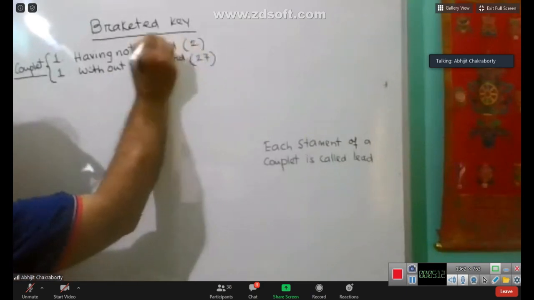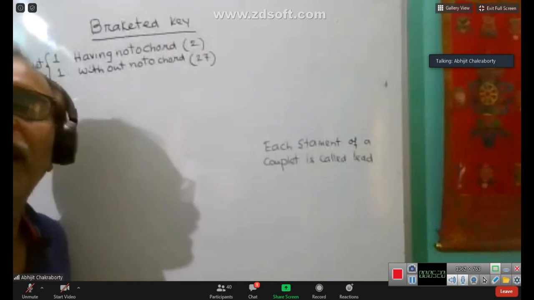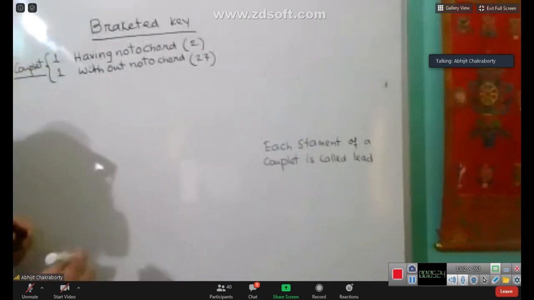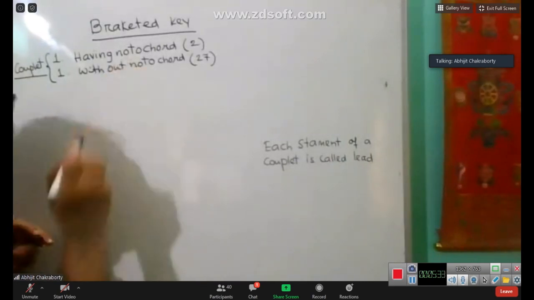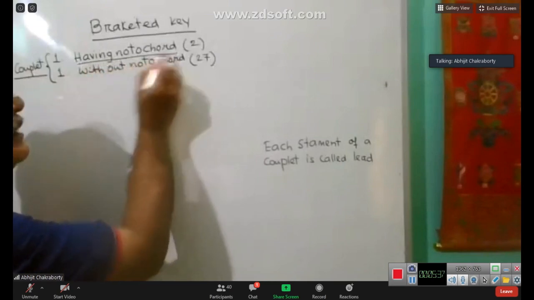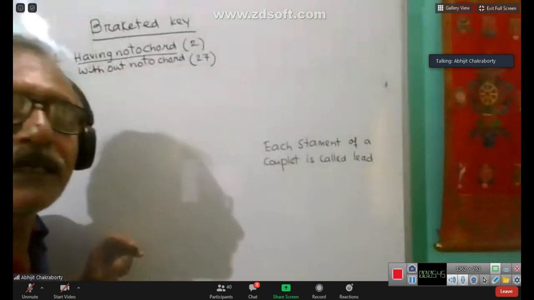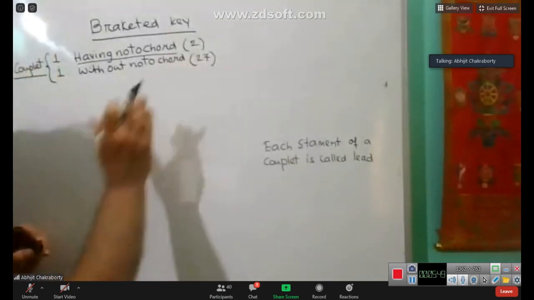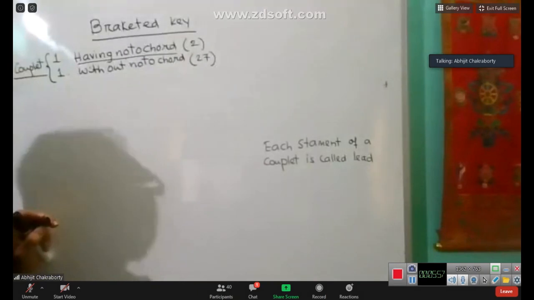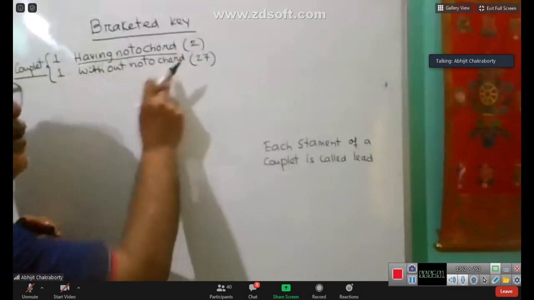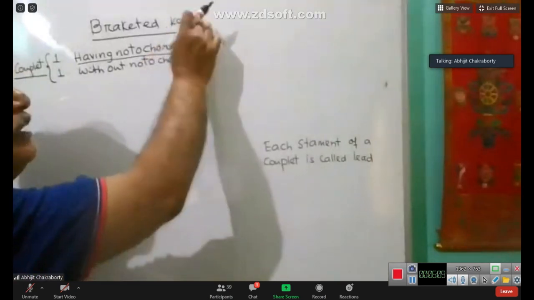So there is a number within bracket in case of bracketed key after every statement. Now, as per the animal which is supposed to be identified, you have to select one. Suppose the animal which is supposed to be identified is with notochord. Then you can select this. So having notochord is selected. And so what to do next? You have to follow what is written in 2. But if your animal is without notochord, then you need to follow what is written in 27. So this is the main thing of the bracketed key.